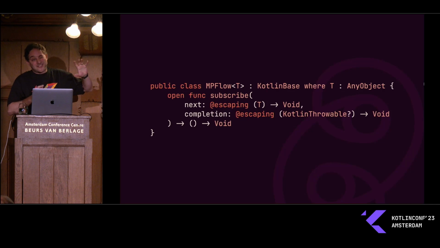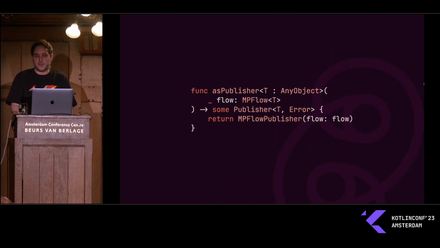But that's not amazingly idiomatic. What is the equivalent of a flow for an iOS Swift developer? The equivalent is a Combine publisher. So why not provide Swift developers with a function that says, okay, I know you don't really like MPFlow, give an MPFlow to this function, then you get a publisher. And publishers are from your world. So it's Swift Combine, and with that, you can do whatever you want with it.